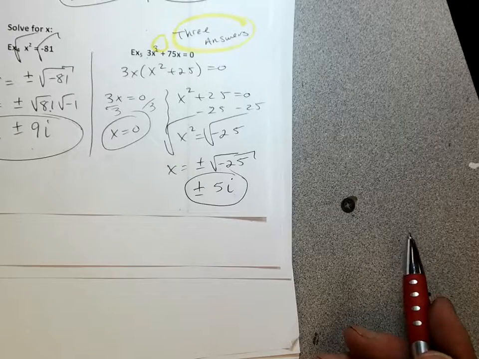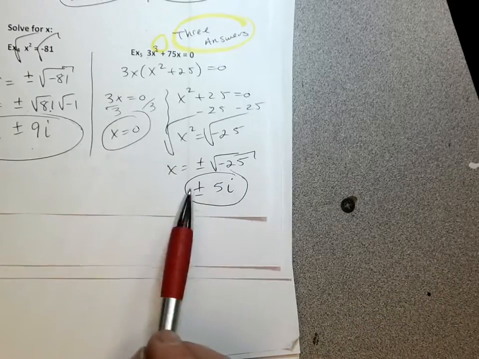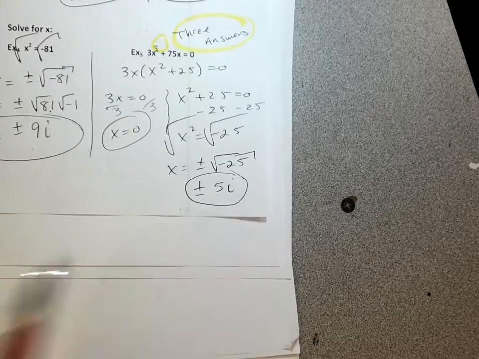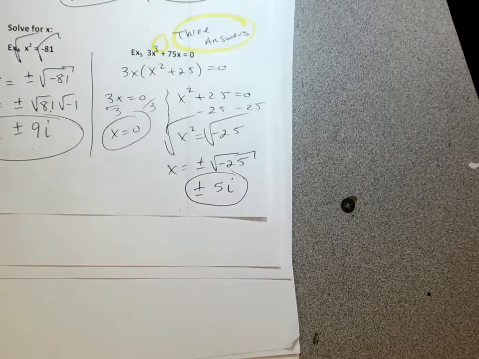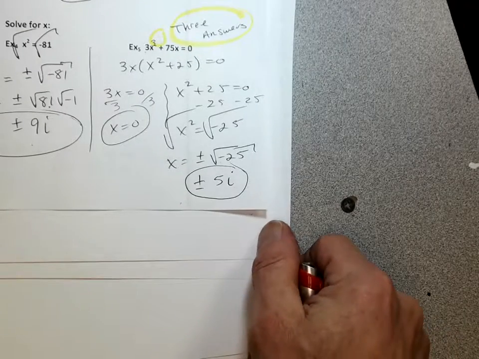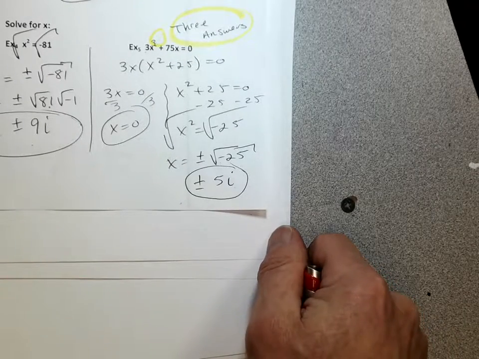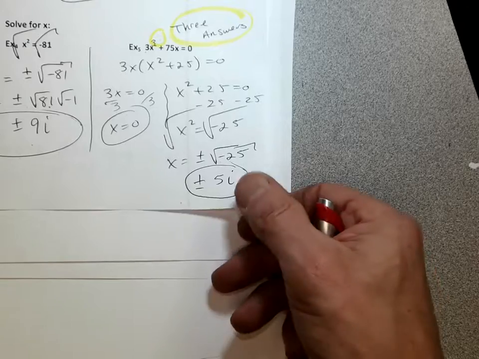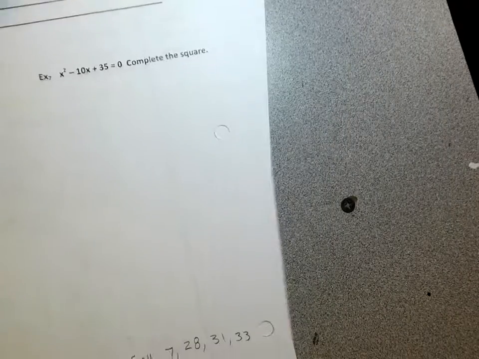And those 3 answers come. Yeah, I've got 0, plus 5i, minus 5i. Great question, Katie. Okay, Tammy, give me a thumbs up when you're ready, okay? There you go.